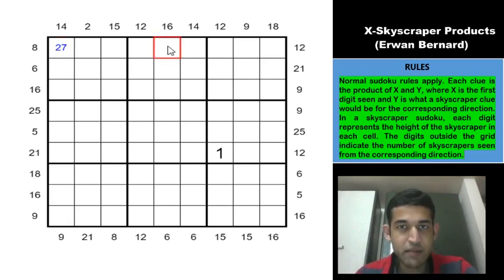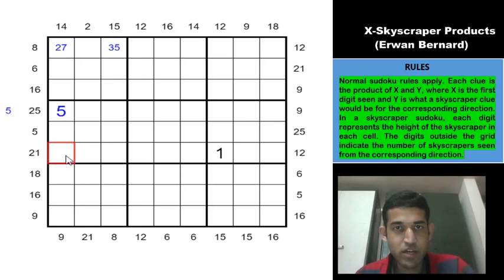And 16 can be 4 multiplied by 4 or 2 multiplied by 8. So both are possible. Let us leave the 16. And 15 has only one possibility, 3 or 5, right? The first cell can only be 3 or 5. So expanding that, 25 can only be 5 multiplied by 5, which means that the first digit will be a 5, and the skyscraper clue, let us write it outside, will also be a 5. So it will be 5 from the first cell and 5 as the skyscraper clue.